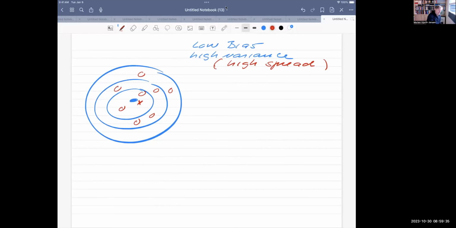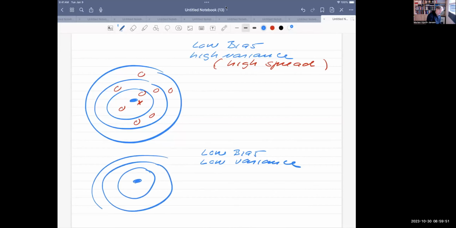And finally, we have the ideal case, which is both a low bias and low variance, which means that we are close to the target value with the mean value of observations or the predictions we're making. So we have a result where we are here, and then there is a very small spread in the predictions which we make. So this is actually the ideal case here.